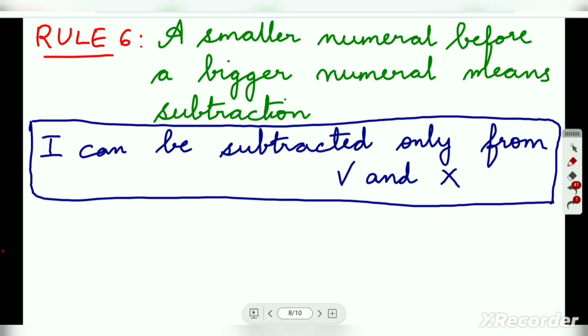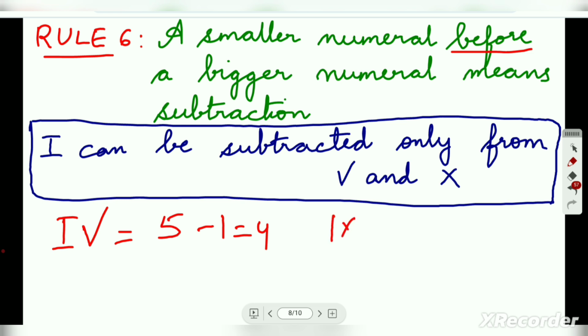The reverse. If the smaller numeral comes before the bigger numeral, it means subtraction. The reverse of it. The smaller numeral, say I, comes before a bigger numeral V. Then we do subtraction. That is the bigger numeral minus the smaller numeral. It is 4. Similarly, IX. So this is 1 and this is 10. The smaller numeral came before the bigger numeral, so again you have to do the subtraction. 10 minus 1 is equal to 9.